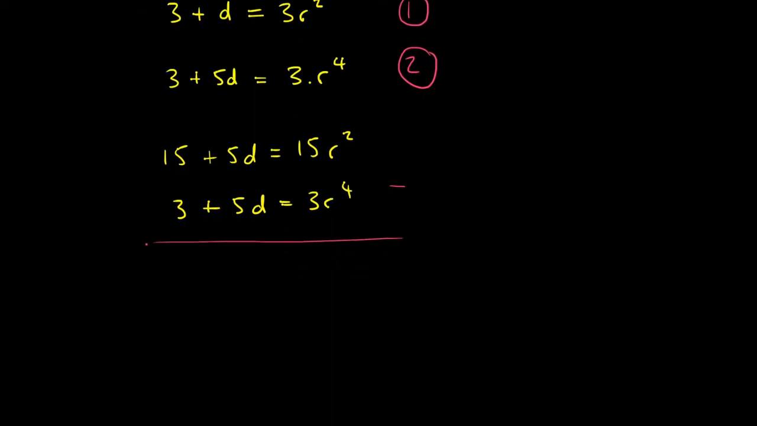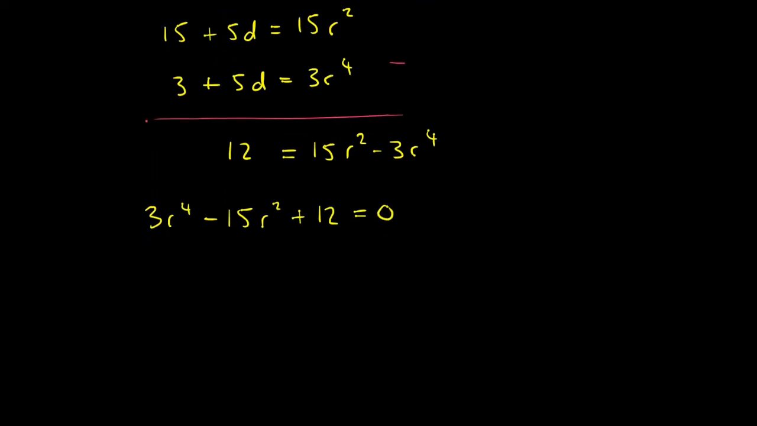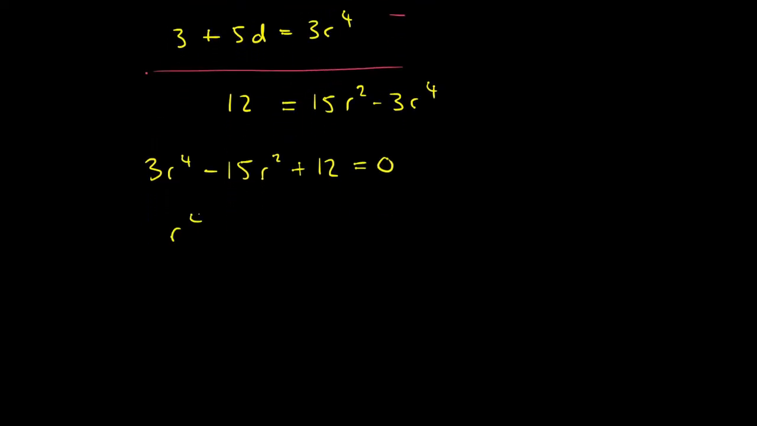So 15 minus 3 is 12. And 5d minus 5d is 0. And then we've got 15r squared minus 3r to the power of 4. Okay. Now, I'm just going to rearrange that as 3r to the power of 4 minus 15r squared plus 12 is equal to 0. And we can divide this all by 3, can't we? So we get r to the power of 4 minus 5r squared plus 4 is equal to 0.